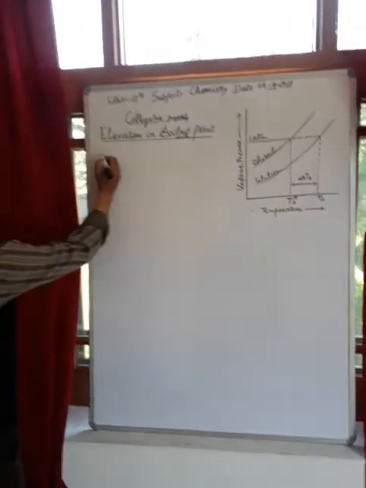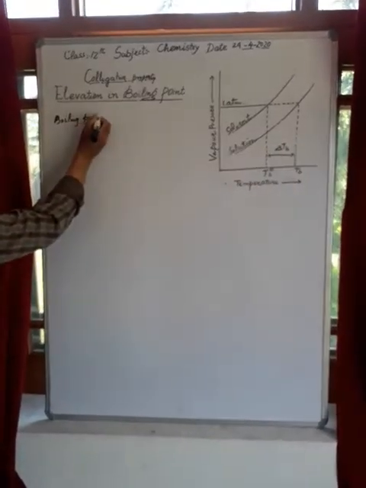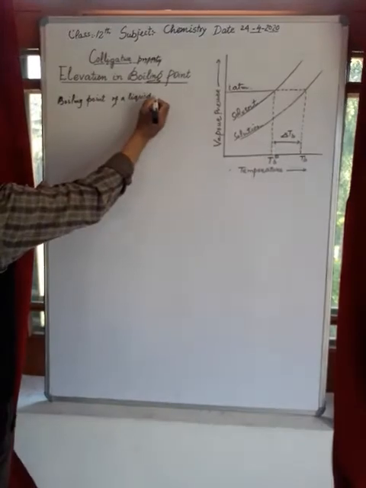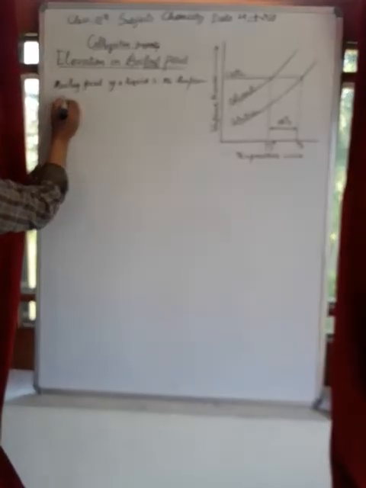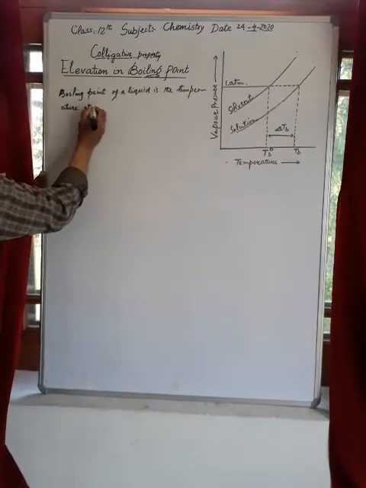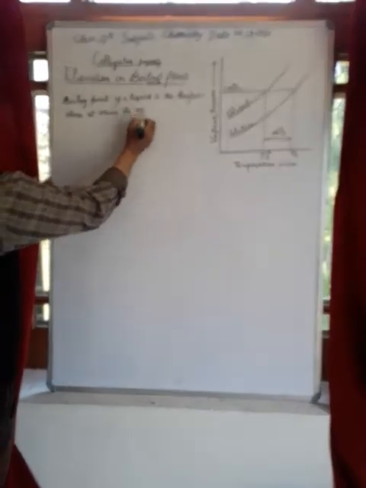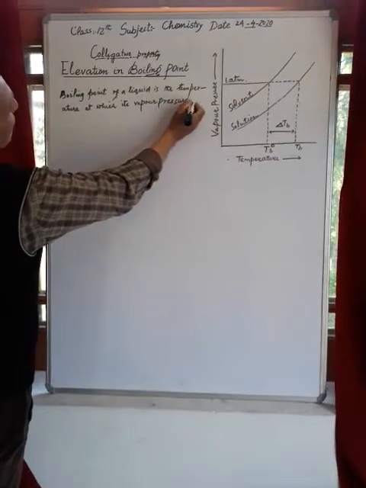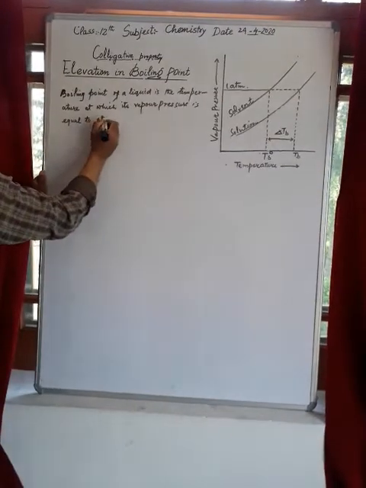What is boiling point? Boiling point of a liquid is the temperature at which its vapor pressure is equal to atmospheric pressure.